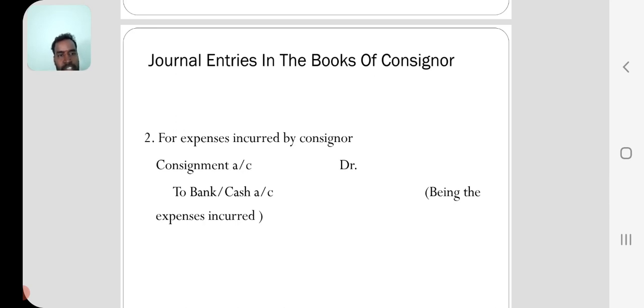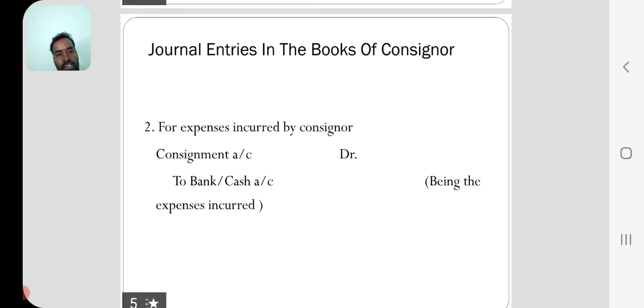Next one, expenses incurred by the consignor means consignment account debit to cash account or bank. So in consignment account debit side, we have to write "to bank account" or "cash account". In bank account or cash account credit side, we have to write "by consignment account" and the amount.